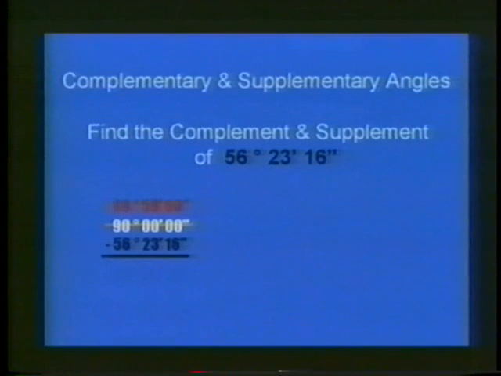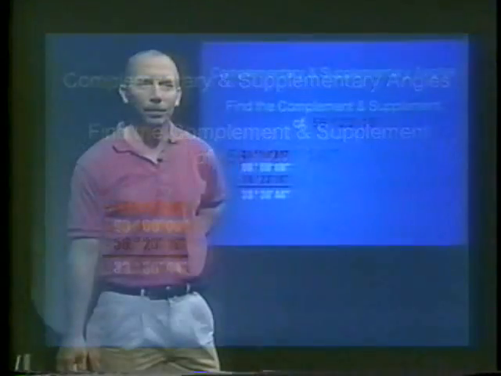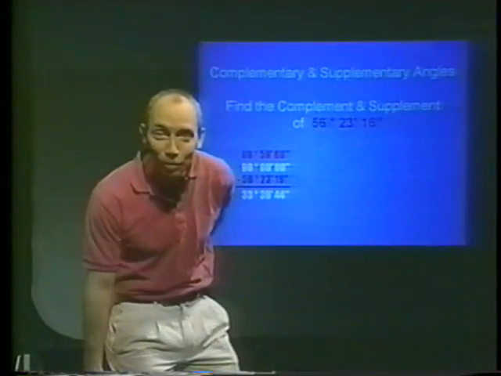Now I can subtract 60 minus 16, the 59 minus the 23, and the 89 minus the 56, and I get an exact answer. The complement of this 56 degrees, 23 minutes, 16 seconds is 33 degrees, 36 minutes, 44 seconds.